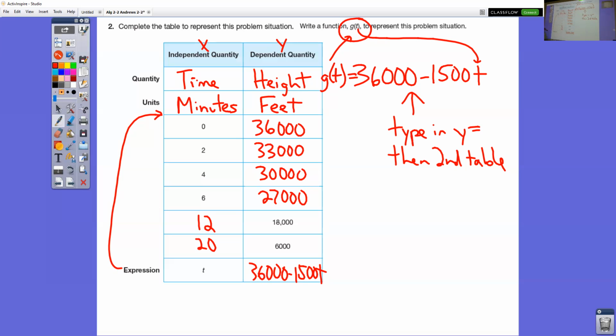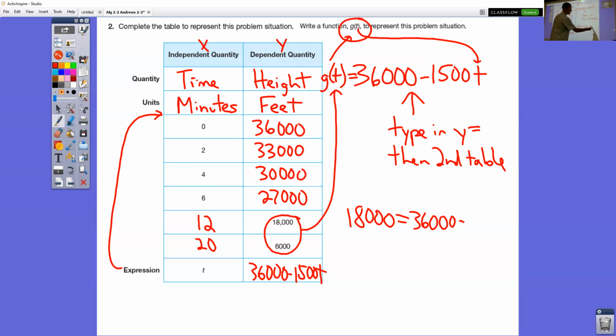So be very careful. When it asks you to find the x values, if we were going to do it the subbing in way, for 18,000 and 6,000, you'd have to sub in here and set up 18,000 equals 36,000 minus 1,500t. You'd have to do it like that. But if we were trying to find one of these, like the 0, you would have to sub it into here in your equation. So just be very careful on where you're subbing it in.